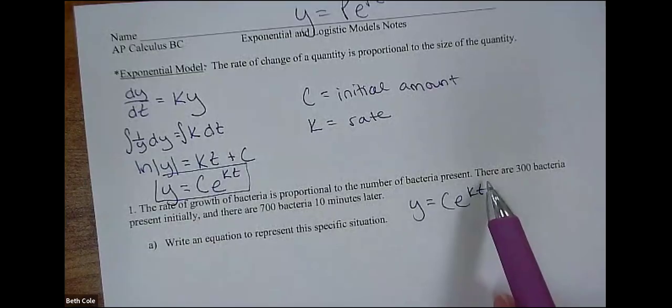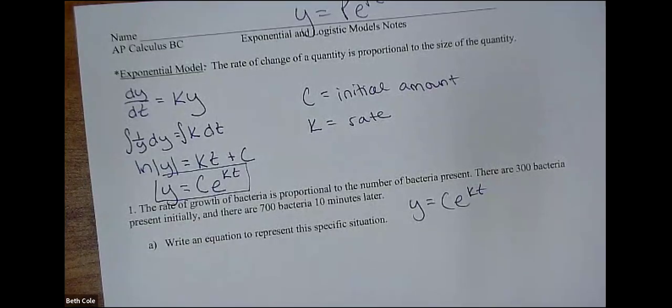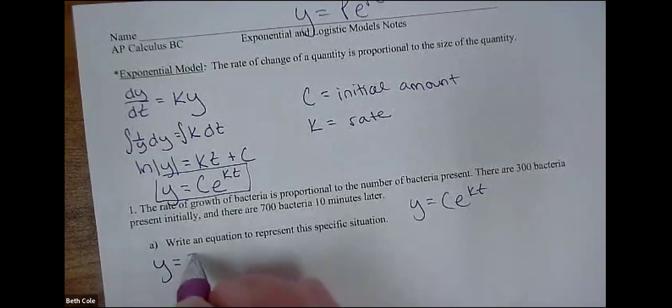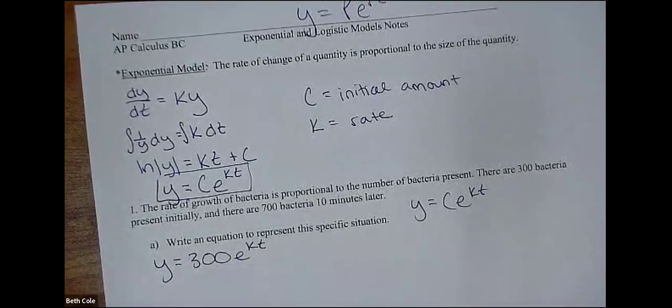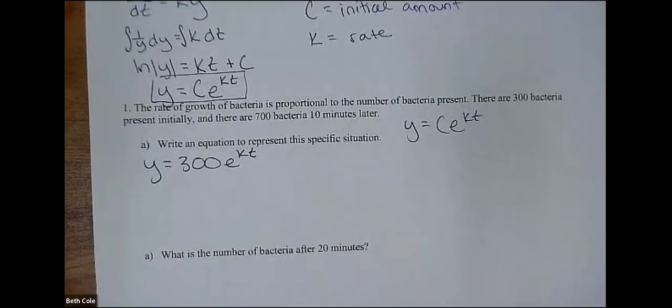So let's start with some numbers. There are 300 bacteria initially. So it's going to be y equals 300 e to the power kt. And then you have to find k. You have to find your rate.